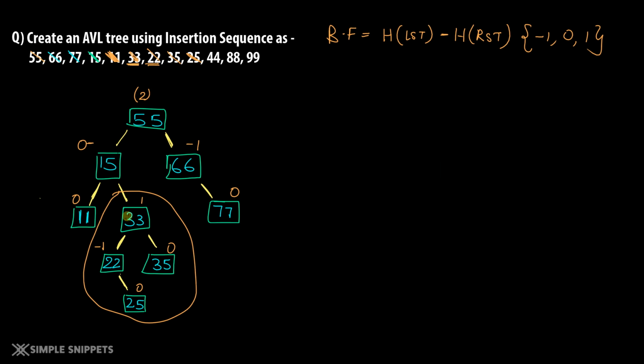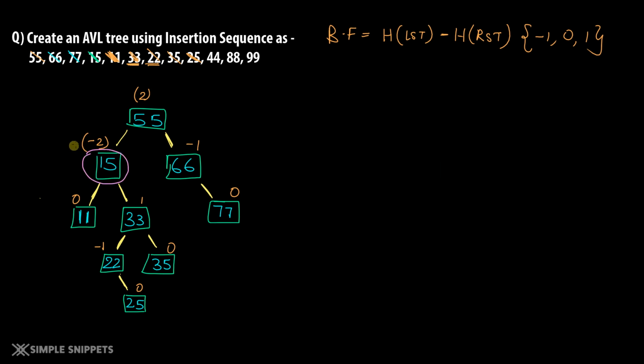So for 15 in the right subtree, the height is going to be the longest path between 33 and 25, which is 1 and 2. Correct? So 0 minus 2 will give us minus 2. Alright, so one more node where the imbalance is happening, and as I mentioned, we have to consider the lower node where the imbalance has happened and start with it as the critical node. So this is the critical node.